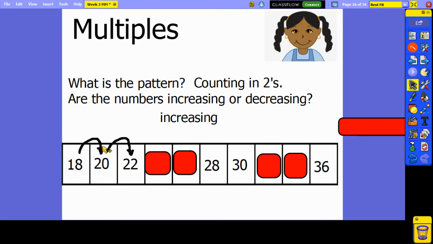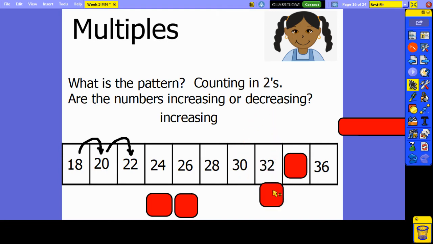18, 20, 22, 24, 26, 28, 30, 32, 34, 36. My next one would be 38. Well done. Counting in 2s, increasing, helped you find the missing numbers 24, 26, 32 and 34.